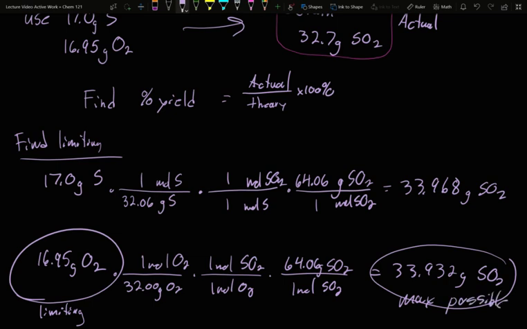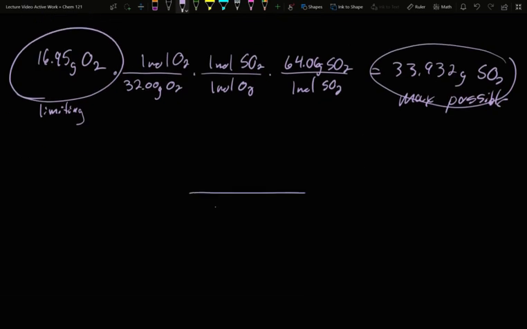SO2. Well, we were told there was 32.7 grams. So the actual was 32.7 grams of SO2. And the theoretical maximum is what our limiting reagent can make, 33.932 grams of SO2. So my actual is a little less than my possible. 32.7 divided by 33.932.